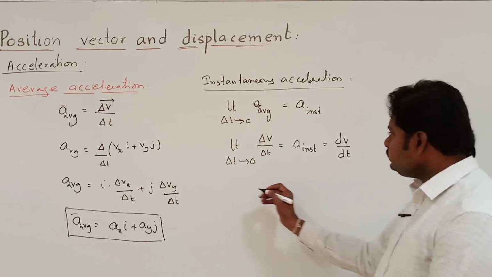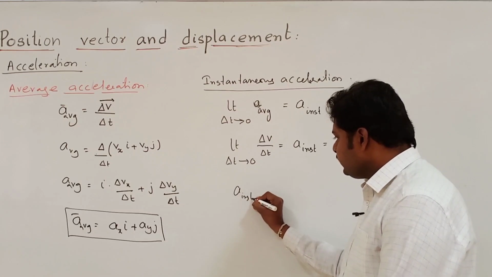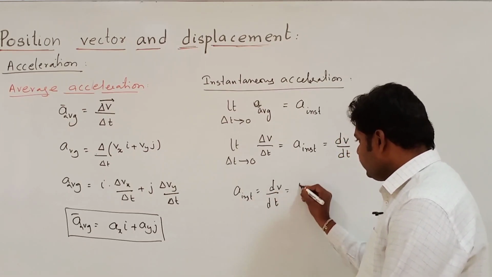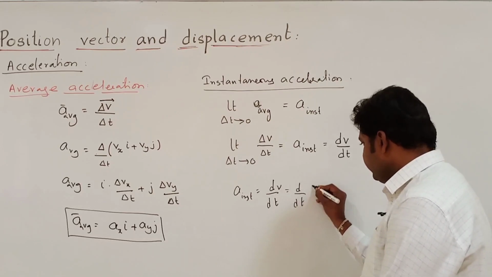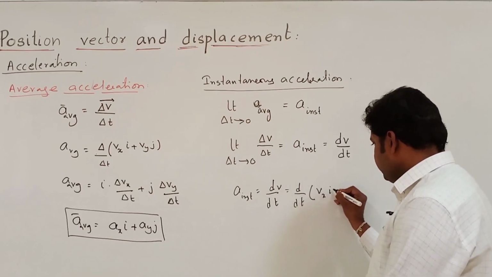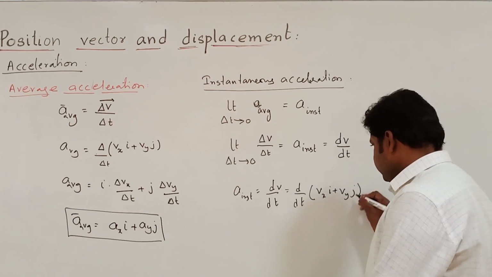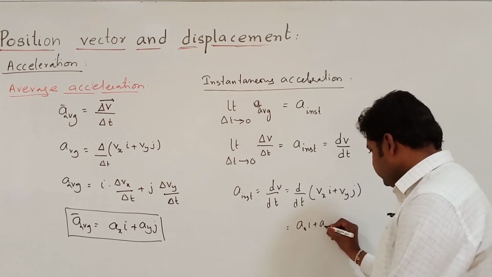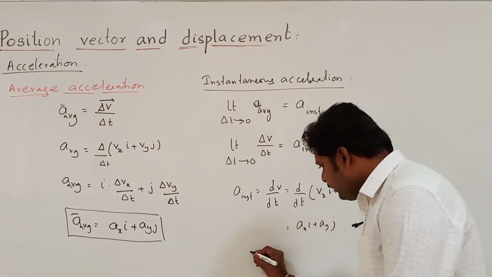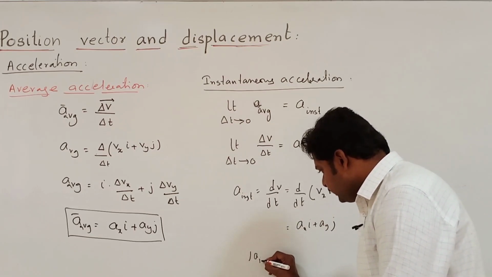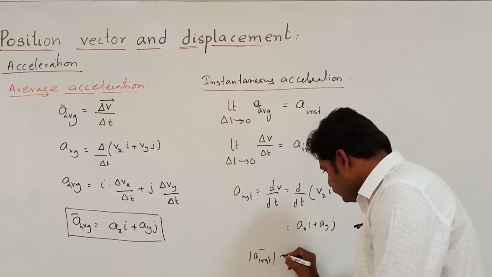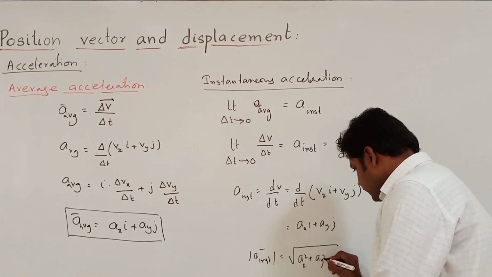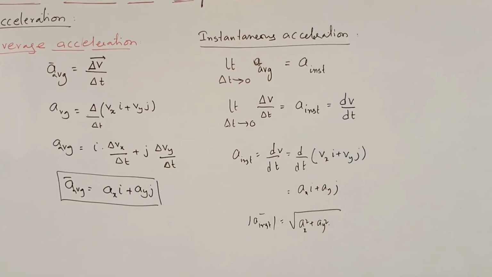So a instantaneous is equal to dv by dt, meaning d by dt of vx i plus vy j, or ax i plus ay j. The magnitude of a instantaneous is equal to the square root of ax squared plus ay squared.